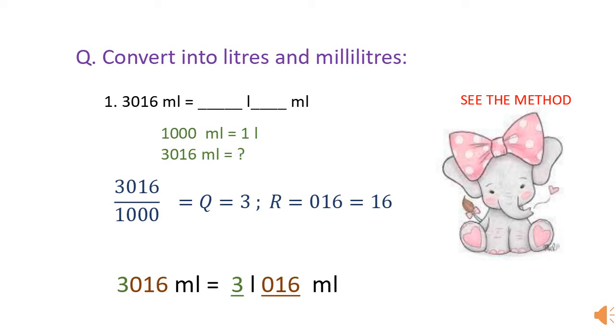So 3016 milliliter will be how many liters? It means 3016 divided by 1000. Now as it is division by 1000, you know that the last 3 digits are for the remainder part, and before that whatever is given, that is your quotient. So the quotient is for the liter part and the remainder is for the milliliters part. So what about the quotient here? 3, that will be your liter, and 016 is the remainder. It means 16 only. So 16 milliliters and 3 liters.